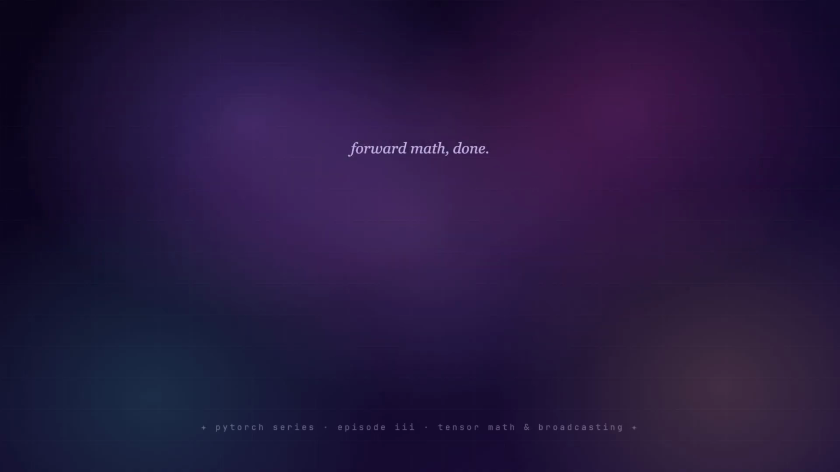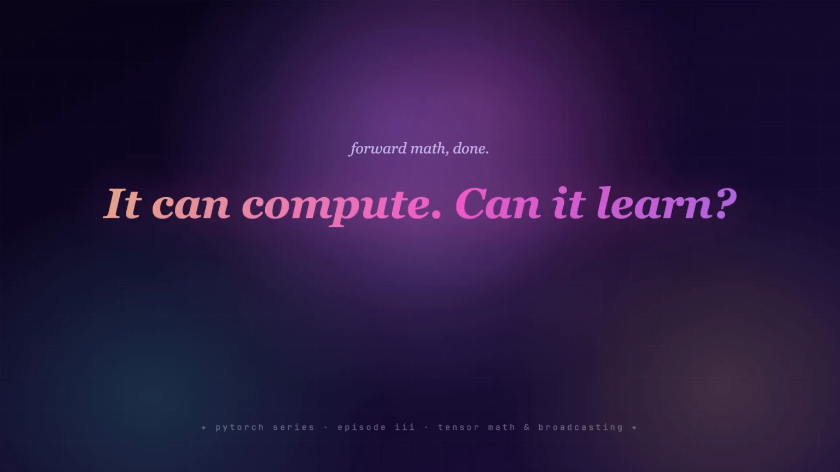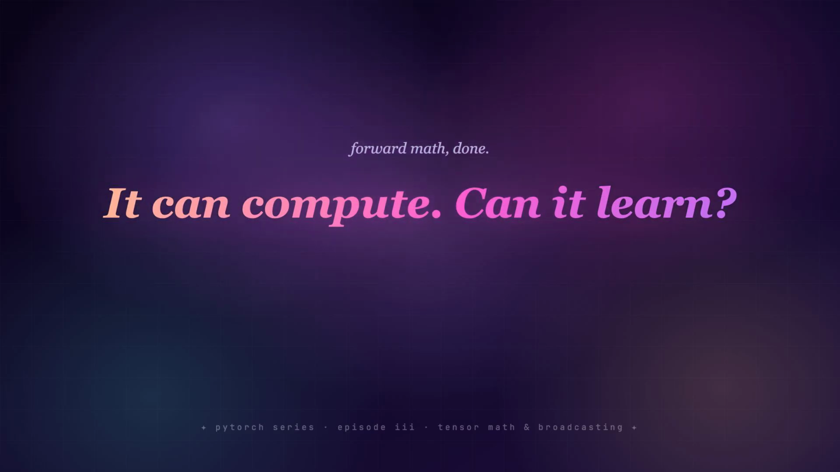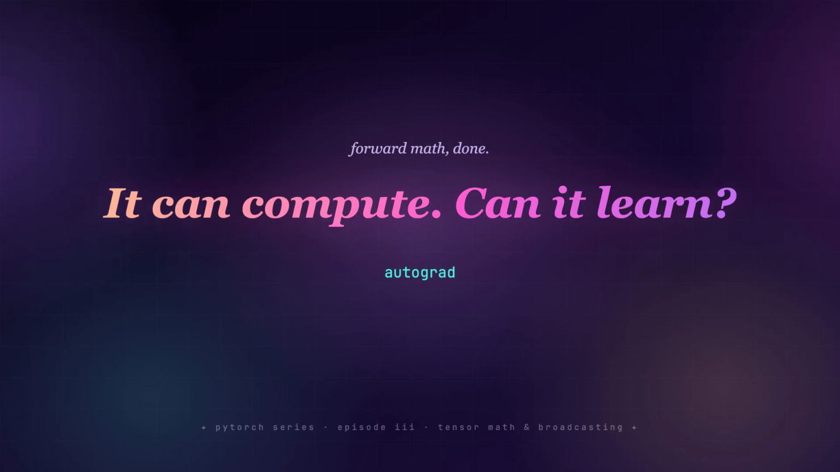And that's the math layer: element-wise, matmul, reductions, broadcasting. But here's the thing, we've only described forward math. A model doesn't just compute, it learns. It figures out how to nudge every weight to be a little less wrong. How does it know which direction to nudge? That's calculus done automatically. Next time, Autograd.